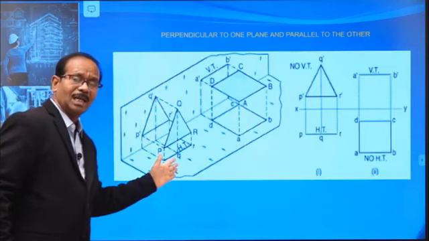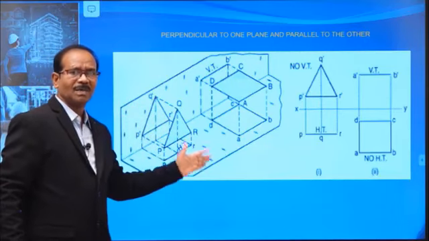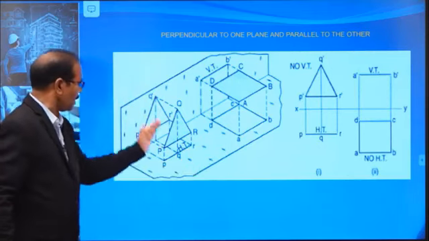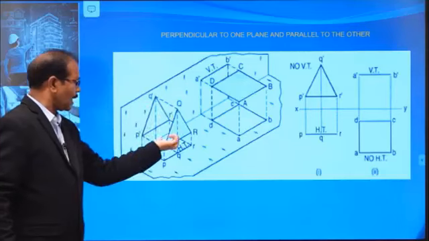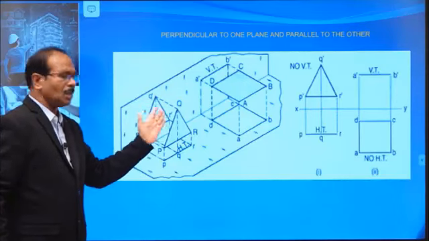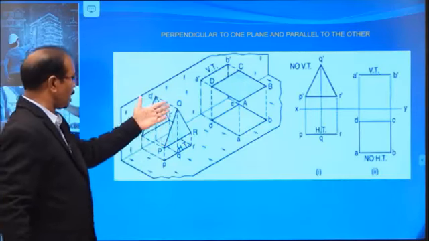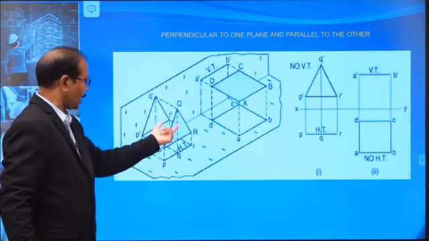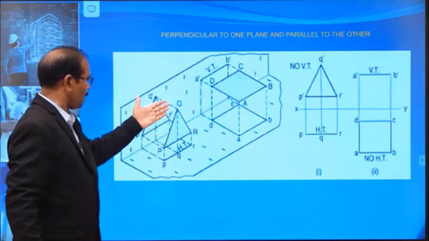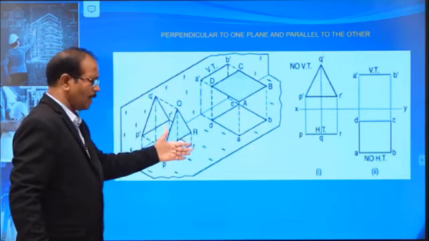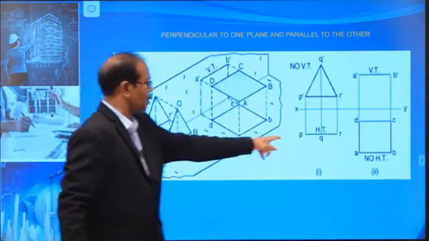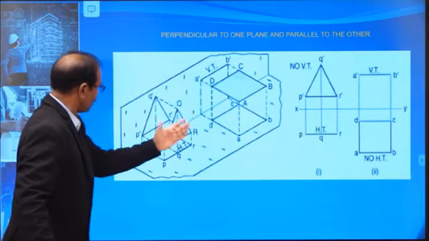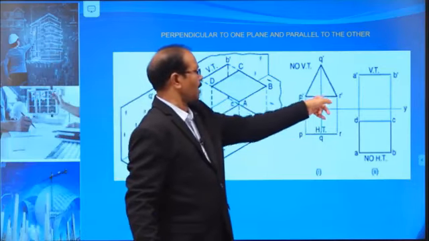How is this triangle positioned in the first quadrant with respect to these reference planes? Now this is the horizontal plane, this is the vertical plane. So the triangular plane is parallel to VP, perpendicular to HP. Top view is a line. Front view is the true shape of a triangle.